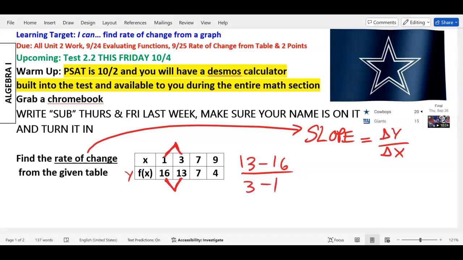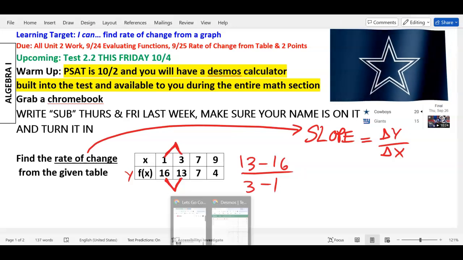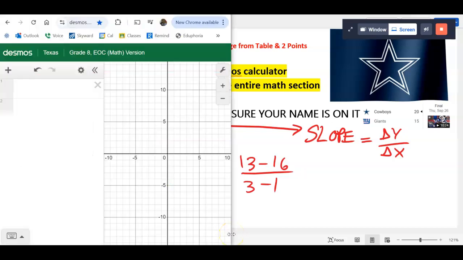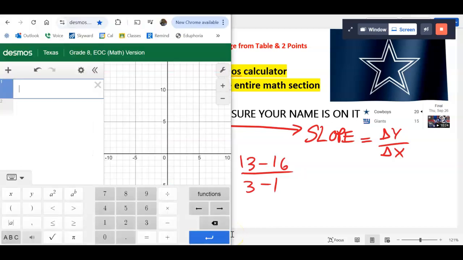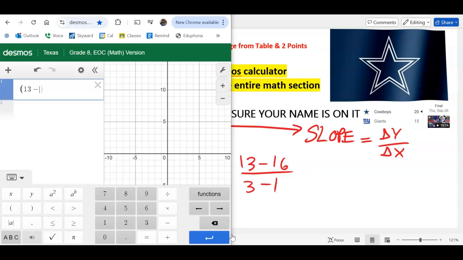Do you see that I'm subtracting the y's and then I'm subtracting the x's? Right minus left on the y over right minus left on the x. Now, I can take that to Desmos and I can type it in here. 13 minus 16 in parentheses divided by 3 minus 1. It gives me a decimal.